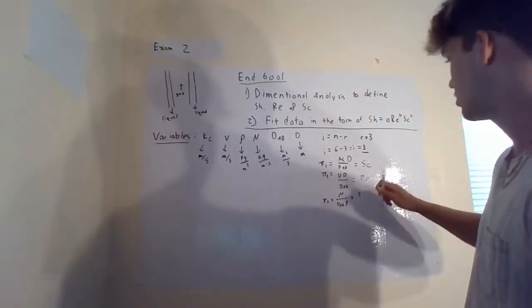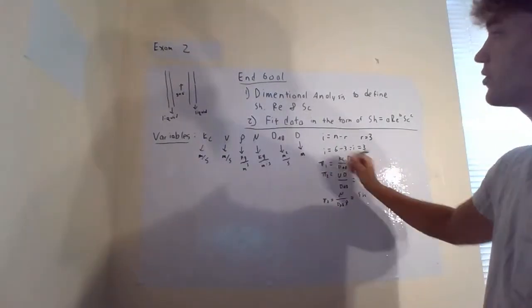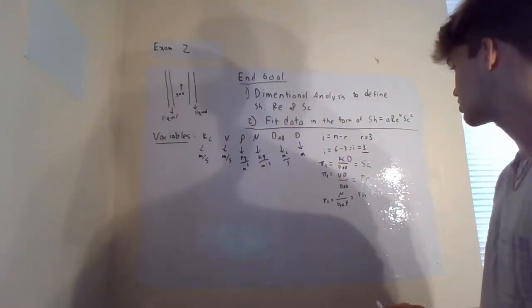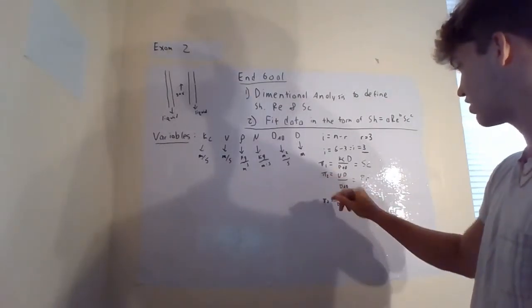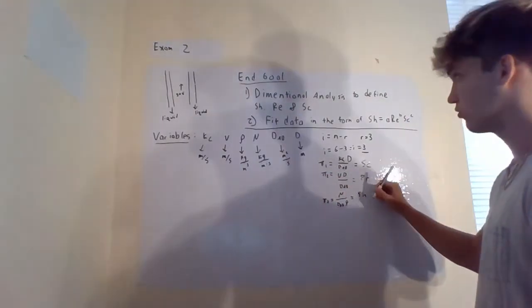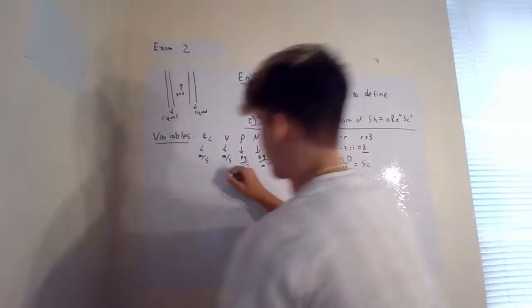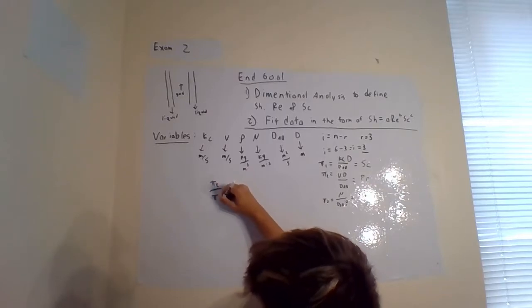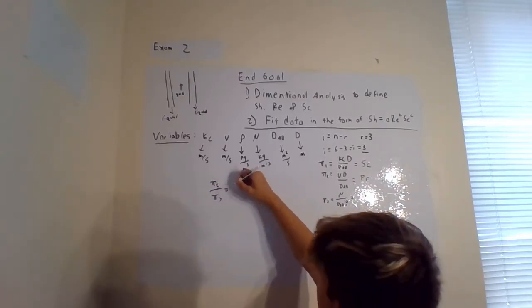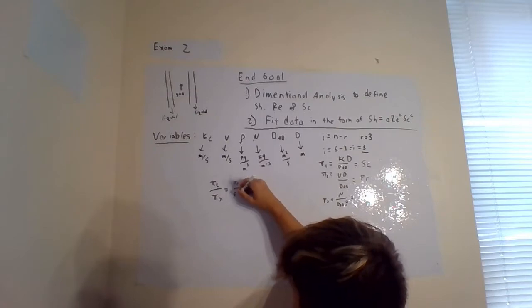Or, sorry, that's SH. However, we don't have a Prandtl number up here, and we do have a Reynolds number up here. So what the Reynolds number actually is, is the second one here over the third one, the Prandtl number over the Sherwood number. So what we're going to have over here is pi 2 over pi 3 is equal to PR over SH.